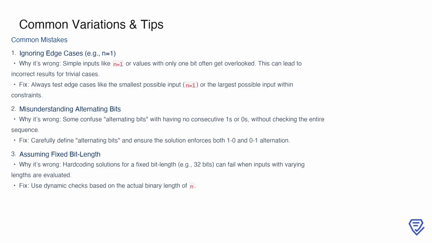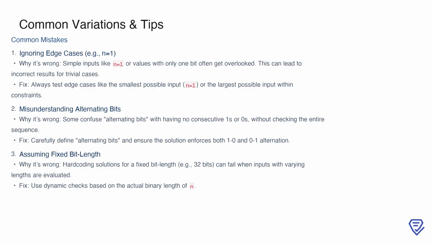Another mistake is misunderstanding what alternating bits actually means. Some assume it simply means no consecutive ones or zeros, but that's not enough. The entire sequence must alternate between 1 and 0 for the whole number. To avoid this, ensure your solution explicitly enforces this alternating pattern.